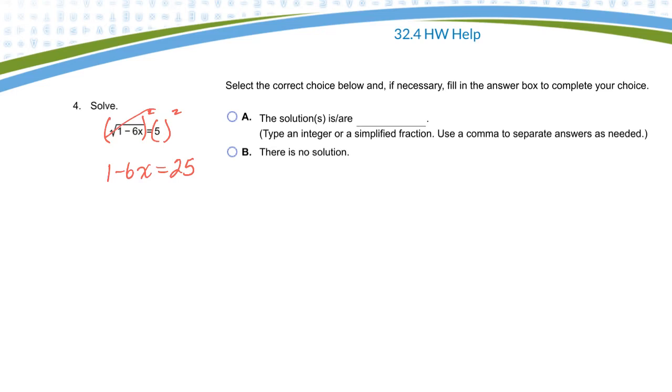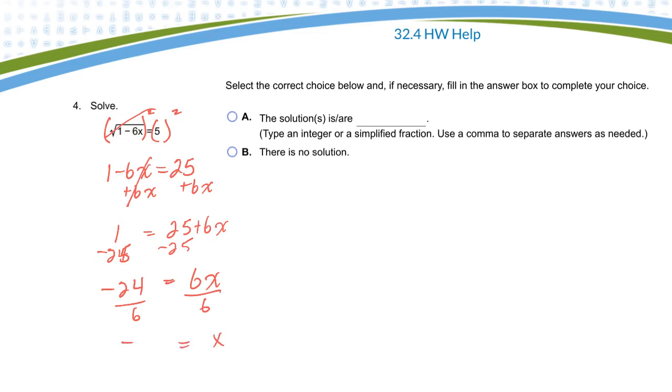Okay, collecting like terms or moving things around, I'm actually going to move the x to the right side so it becomes positive. So I'll have 1 is equal to 25 plus 6x. Then I'll subtract 25 from both sides. So that'll be a minus 24 on this side is equal to positive 6x. Divide both sides by 6. And you get x is equal to negative 4.